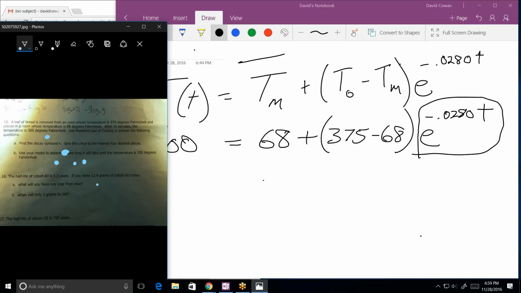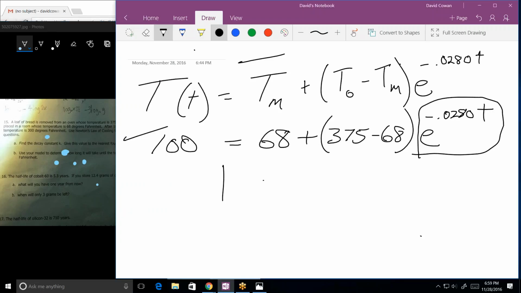What'd you get for T? 80.754 minutes. Yeah, in fact, you can see it's definitely not linear. It took 10 minutes to cool off by 75 degrees, but then another 70 minutes to cool off by another 200 degrees.